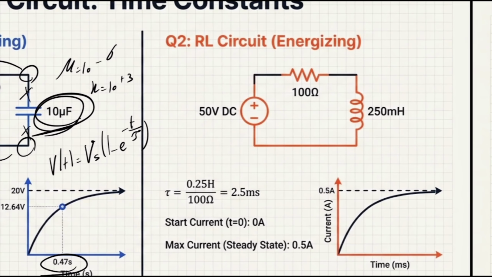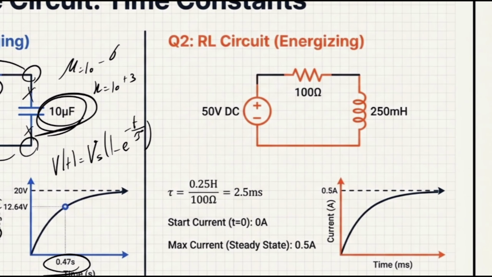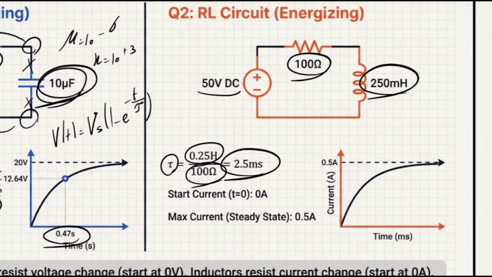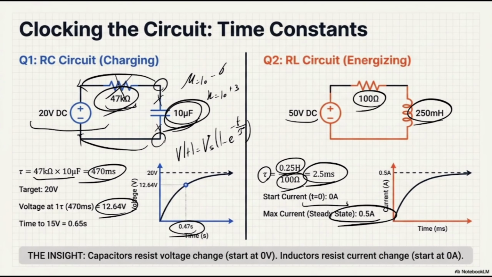On the other hand, we have the inductor connected in the same scenario but with different numbers. We have 50 volts as the voltage source, 100 ohm, and 250 millihenry. The tau equals L divided by R. Your L is 250 millihenry, or 0.25, divided by R which is 100, so you have 2.5 milliseconds. At the starting point you don't have any current, because we know the inductor doesn't like changes, especially at the beginning, but after 5 tau you're going to have your maximum current, which is V divided by R. Simple as that.